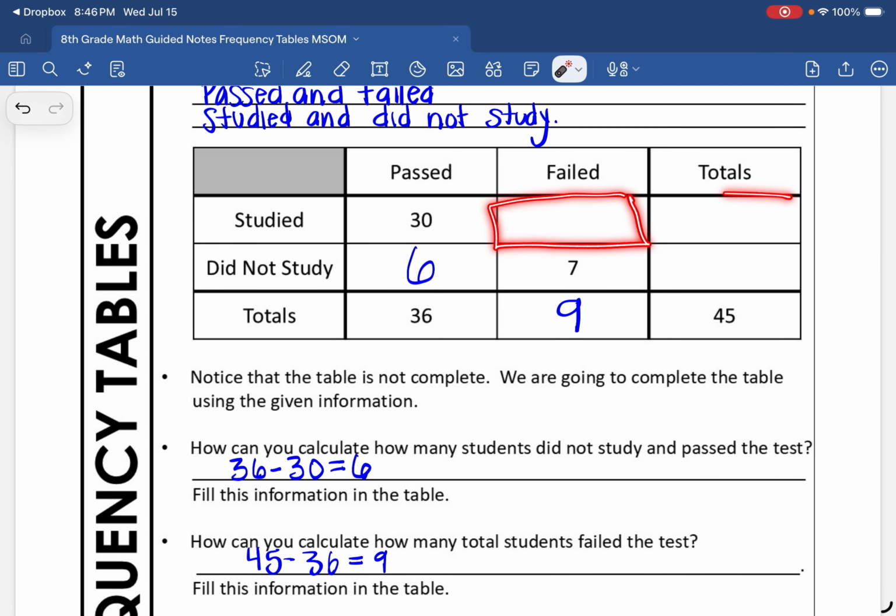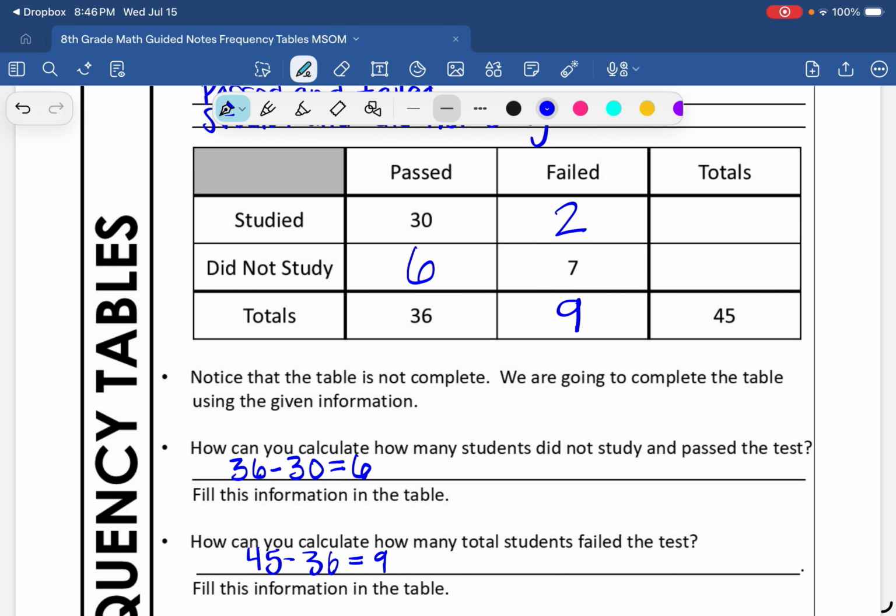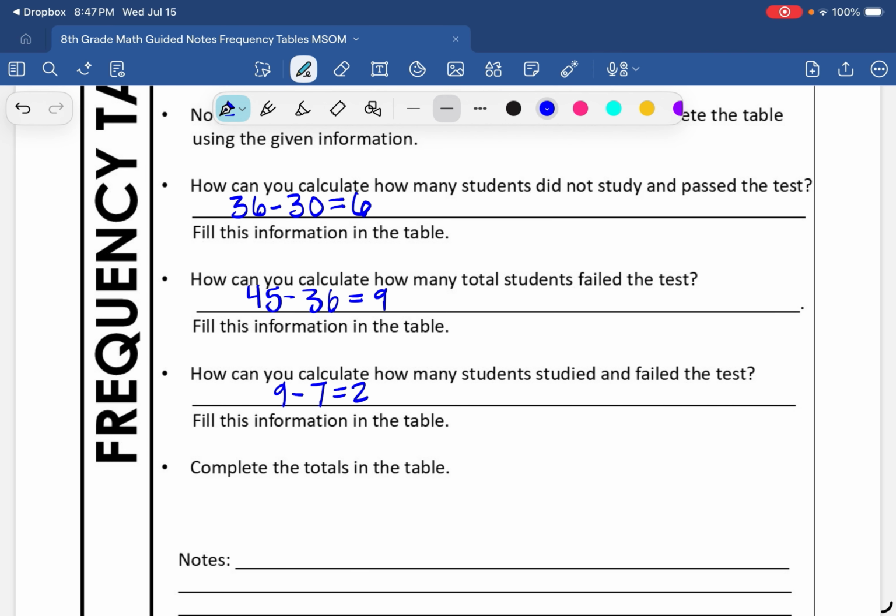I cannot use this row because I don't have enough information, but I can use this column. I know that this number right here plus 7 has to equal 9. So that must be 2 because 9 minus 7 equals 2. Complete the totals in the table.